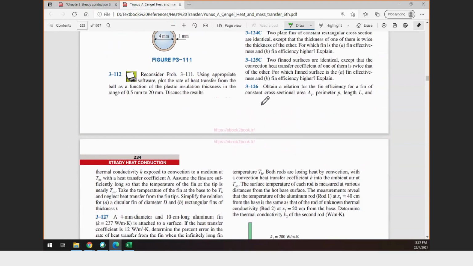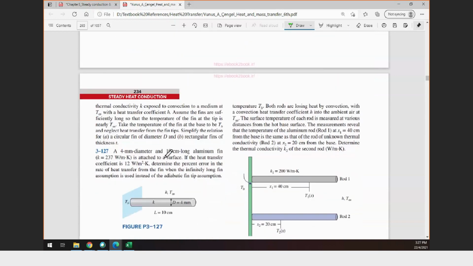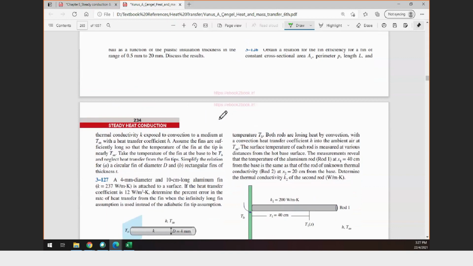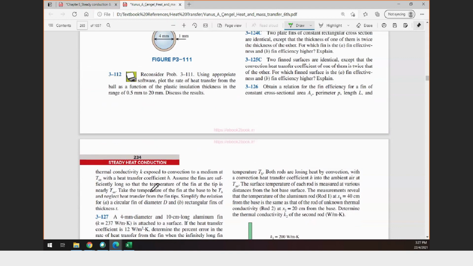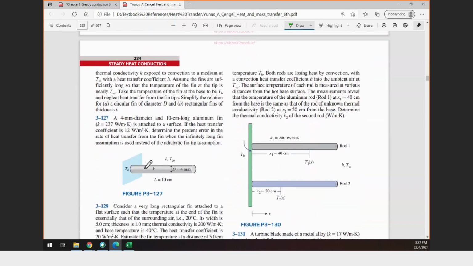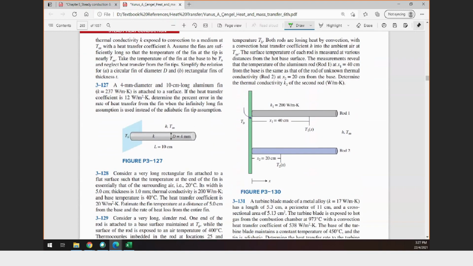So from 3-126 onward is about derivation. You can check how they derive, like the example that we discussed in the class previously. Okay, this one, 3-17.